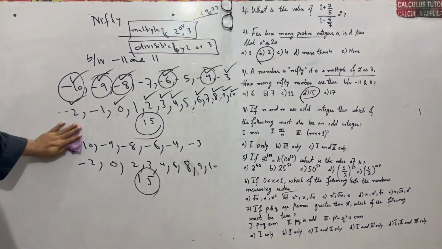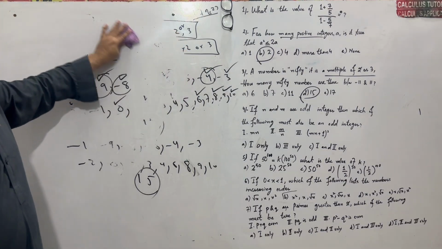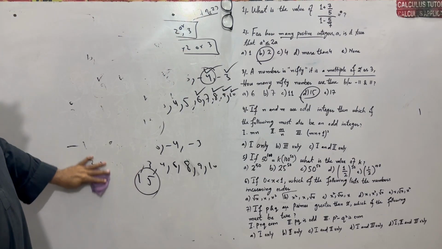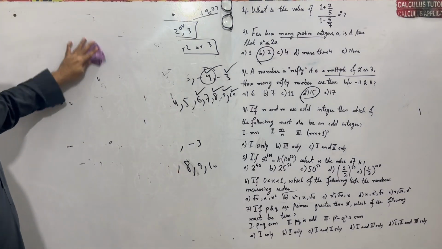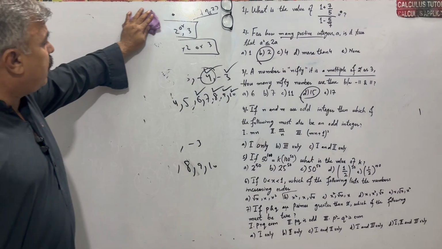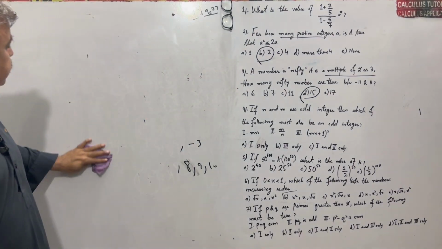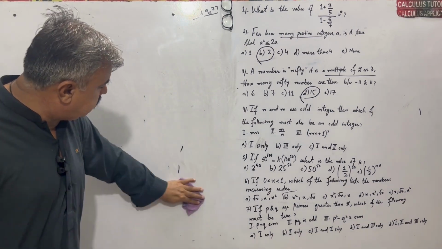Good question. Another good question, IQ type question. If m and n are odd integers, then which of the following must be an odd integer? If m and n both are odd integers. Let me erase this first, then explain the question to you.